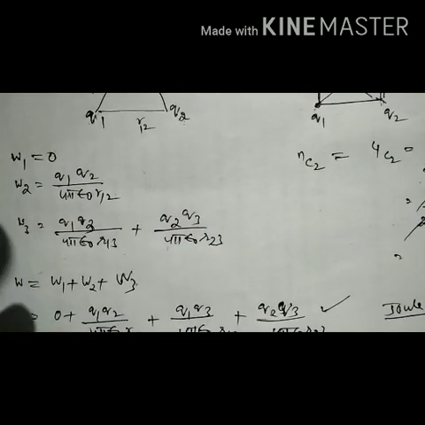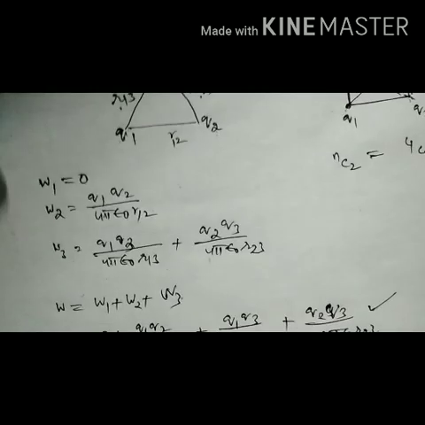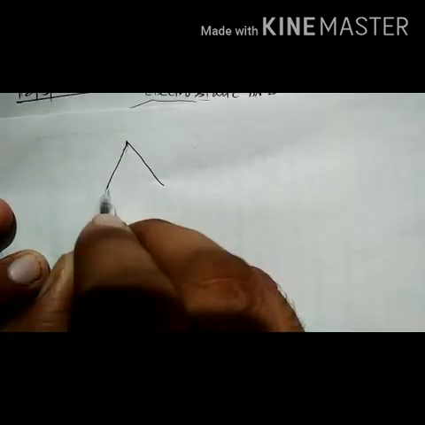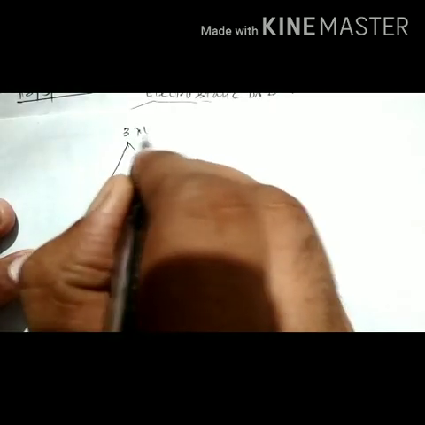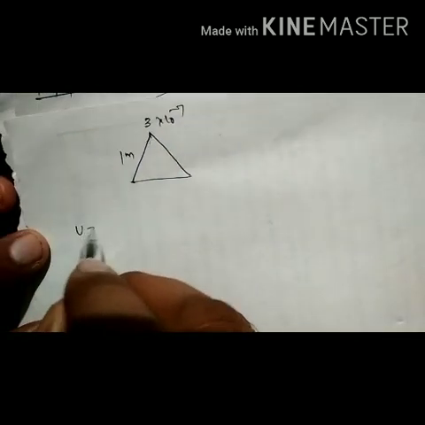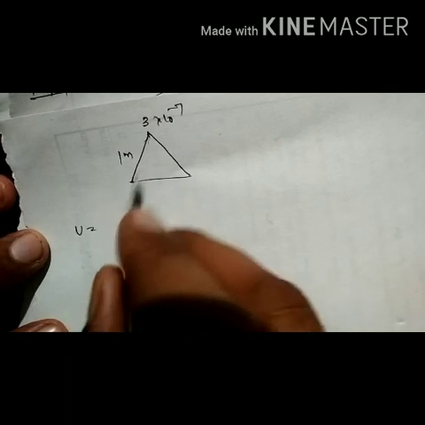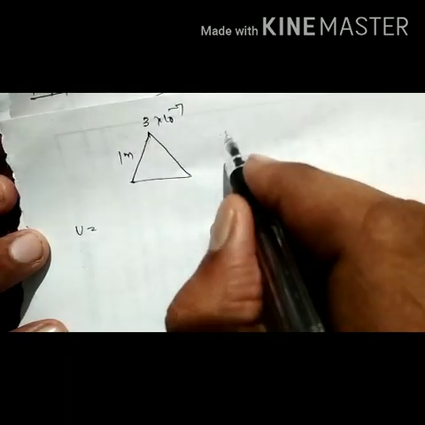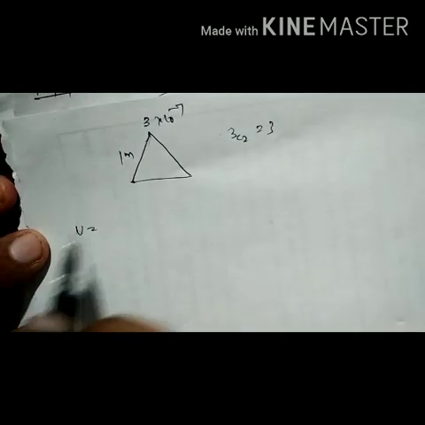Here 3 positive charges are placed in the form of an equilateral triangle. Each charge is 3 into 10 to the power of minus 7 coulombs, and each side is 1 meter. What is the total potential energy of the system? What is the formula? How many pairs will you get? 3C2, which means 3 pairs.